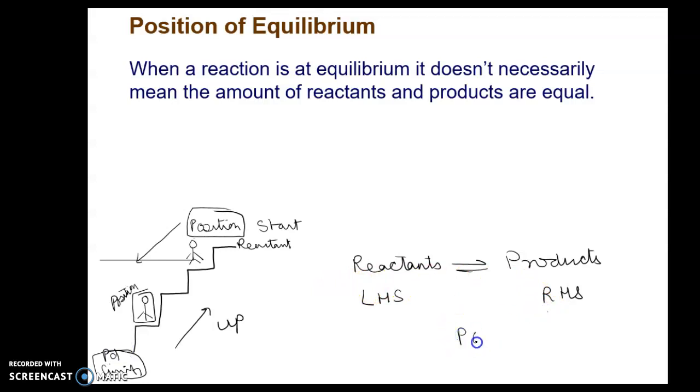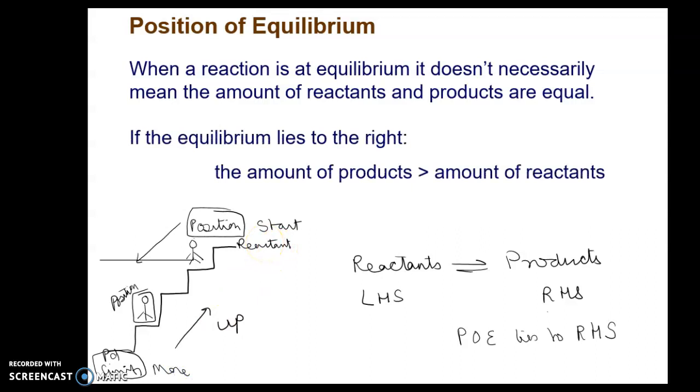So we can say that for the position of equilibrium, if this was a reaction, most of the reactants have turned into product before the equilibrium was established. That means the position of equilibrium now lies to the right-hand side. In that case, you've got more of the products than of the reactants. At this point, you're saying that the equilibrium lies to the right-hand side.